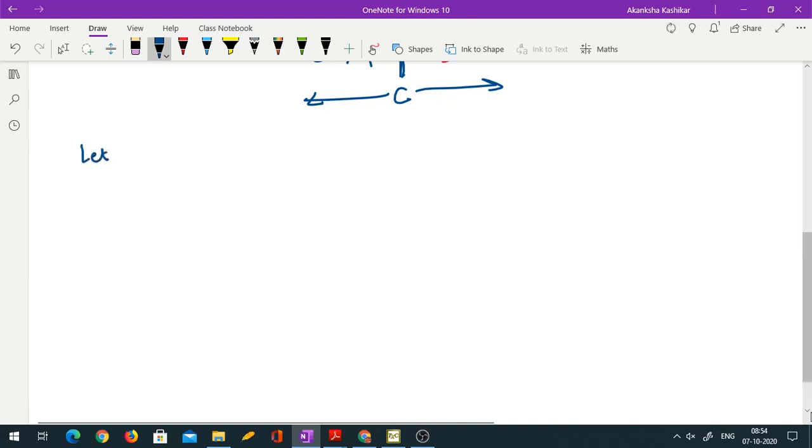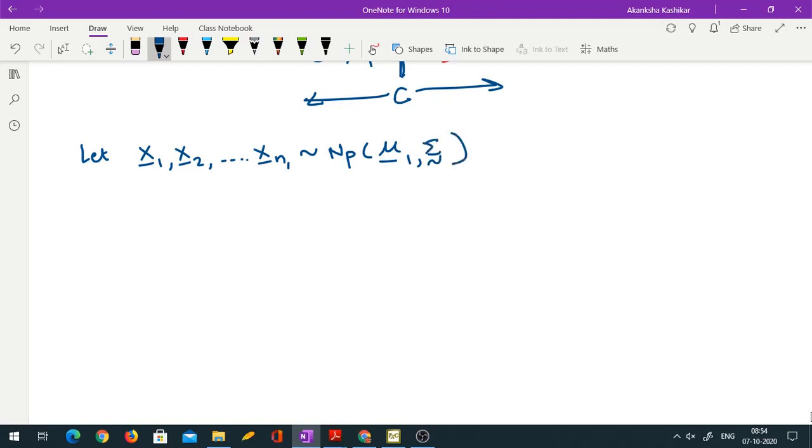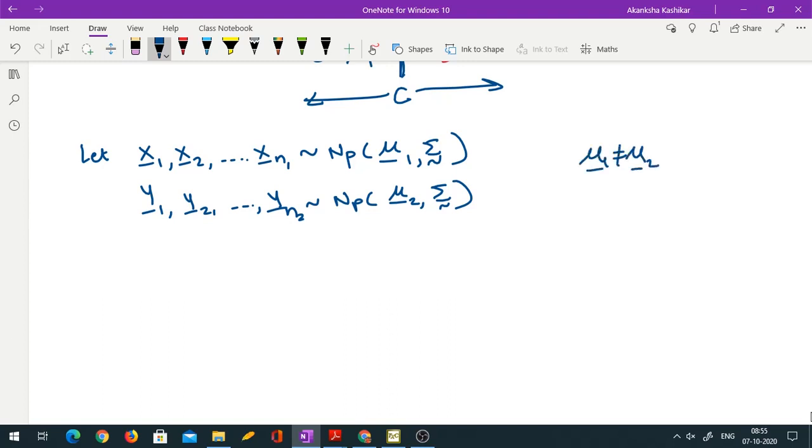So let x1, x2, ..., xn1 be coming from Np(mu1, Sigma), and y1, y2, ..., yn2 be coming from Np(mu2, Sigma). What are my assumptions? Of course, the major thing is mu1 should not be equal to mu2, otherwise I can't classify. And the two populations are multivariate normal and they have a common variance-covariance matrix.